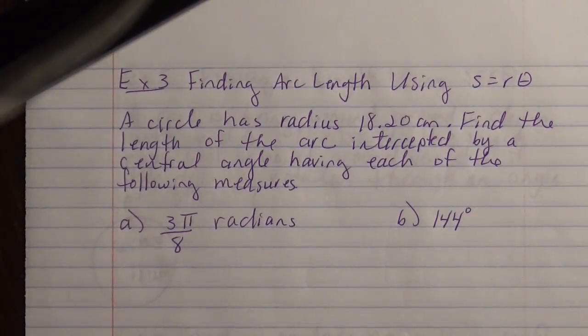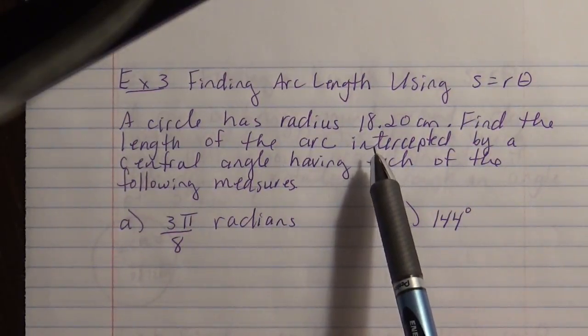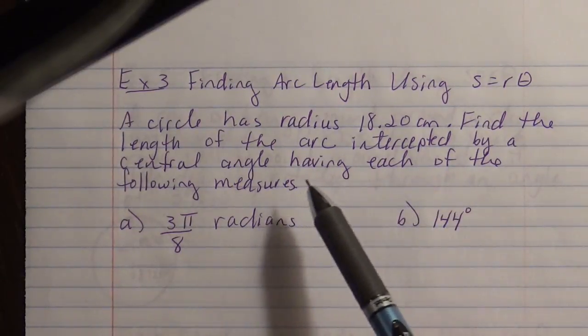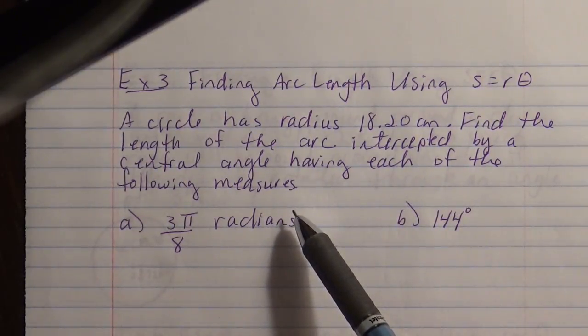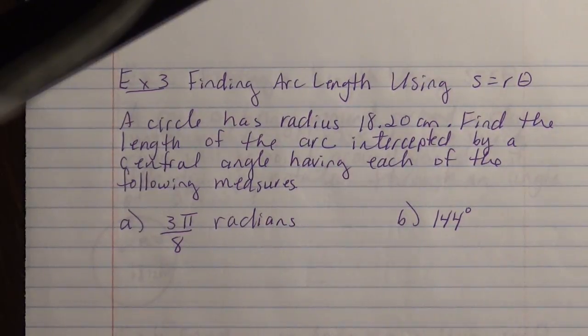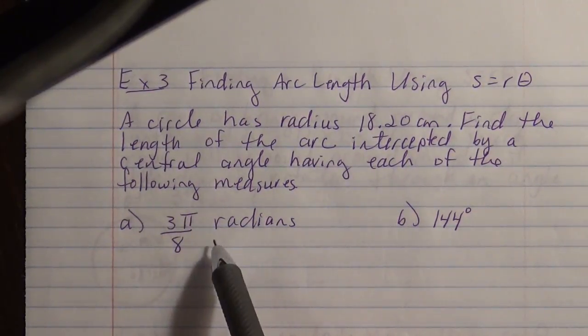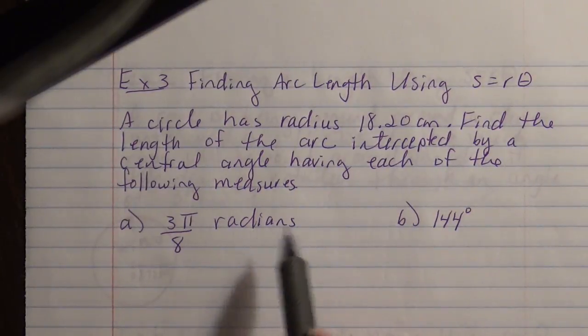So we're finding arc length using S equals R times theta. A circle has radius 18.20 centimeters. Find the length of the arc intercepted by a central angle having each of the following measures. So in part A, we have 3 pi over 8 radians. Part B, we have 144 degrees. For part A, our angle is already given to us in radians, so we can go straight to our formula.